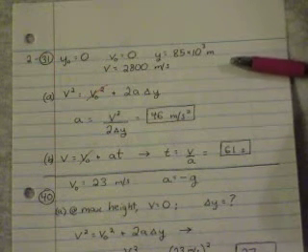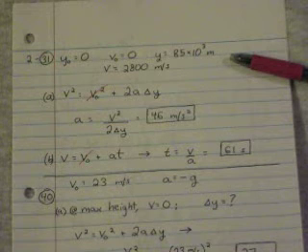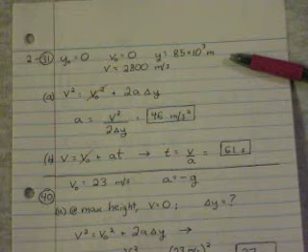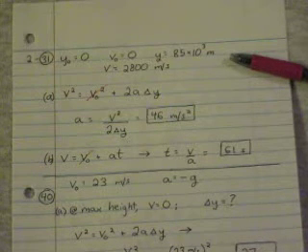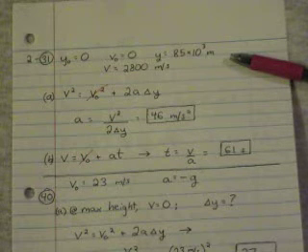Y naught equals 0, V naught equals 0, because it starts on the ground at rest. Y equals 85 kilometers. Let's use MKS units and call that 85 times 10 to the third meters. V equals 2,800 meters per second.